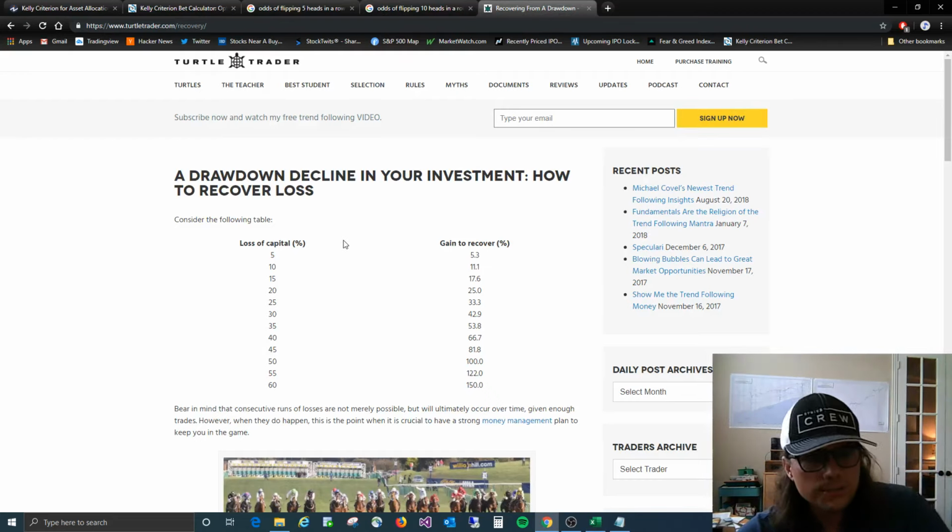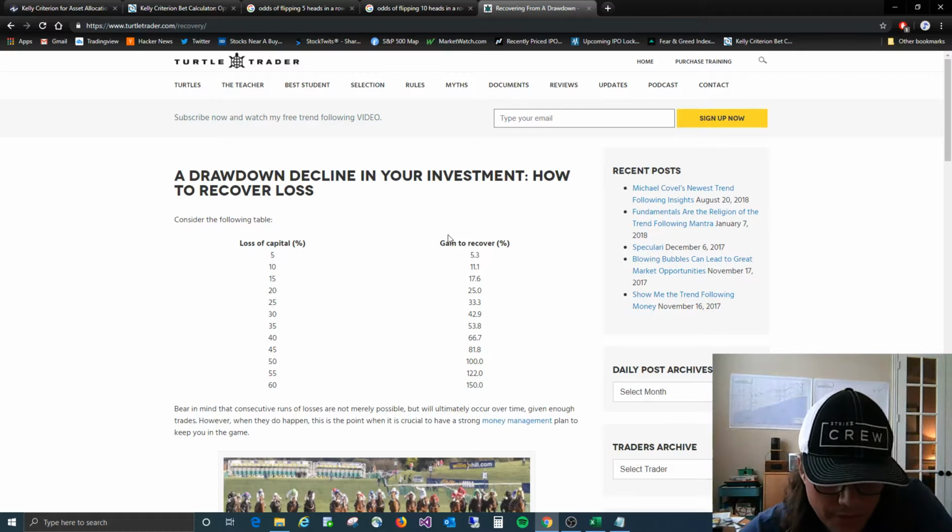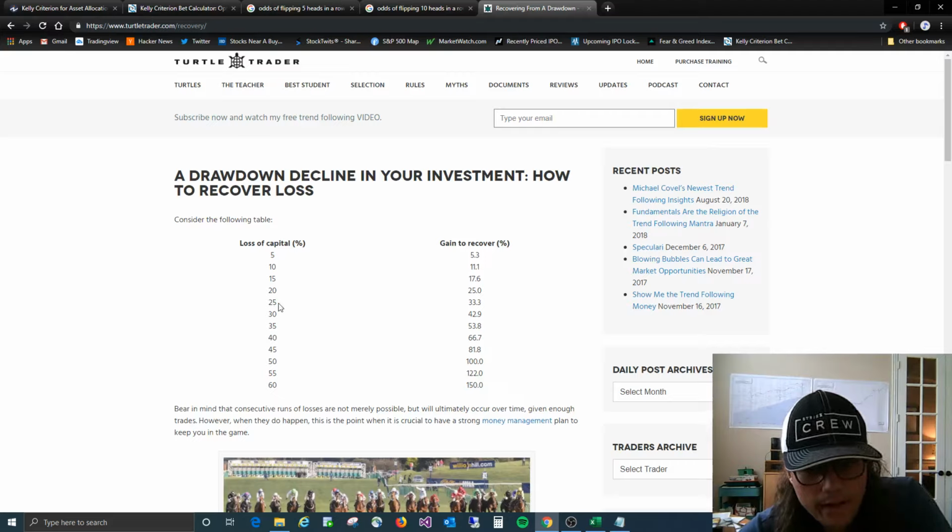So here's a little table of loss of capital and then gain to recover. If you lose 5%, you only need 5.3% to return. 10%, 11.1. 15% drawdown, you need 17.6. 20% drawdown, you need 25% to get back to break even. And it starts getting worse, pretty bad at about 25 to 30. You need a 33% return after a 25% drawdown, and after a 30% drawdown you need 42.9, which is a big difference. When we get down here, if you have a 50% drawdown, you lose half your money, then you need 100% to recover. And a 60% drawdown, you need a 150% gain to get back to break even. So your losses work geometrically against you.